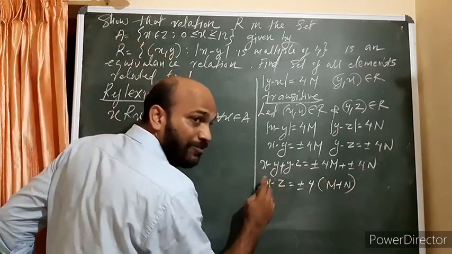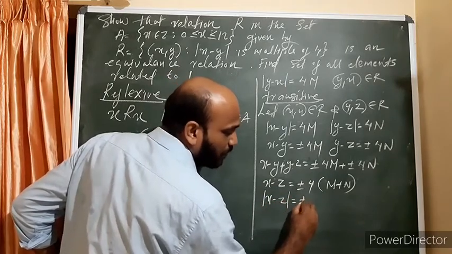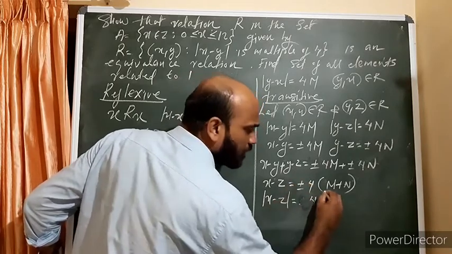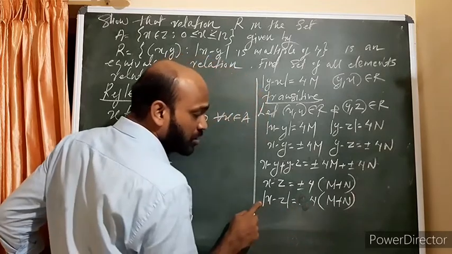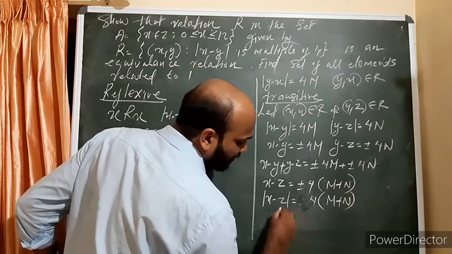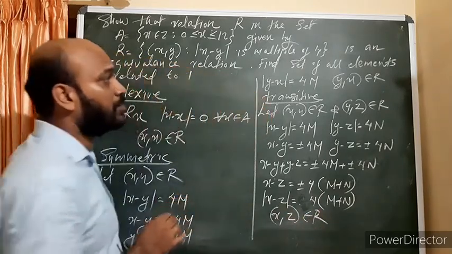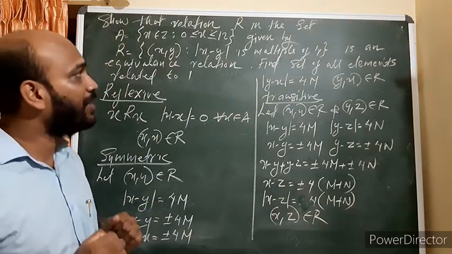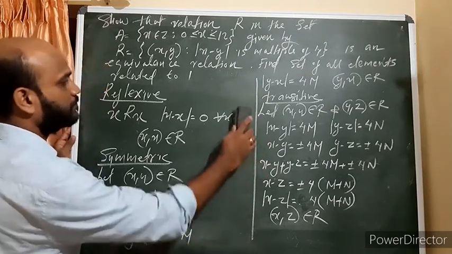So now use the definition of modulus. We will get modulus of x minus z is 4 into (m plus n). That means (x, z) belongs to R. x is related to z. So it is transitive, symmetric and reflexive. So relation is clearly an equivalence relation. Now we want to show its sub-question.